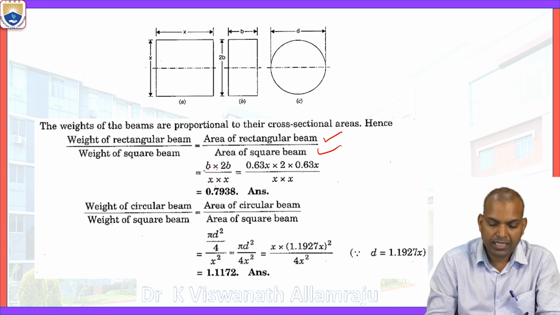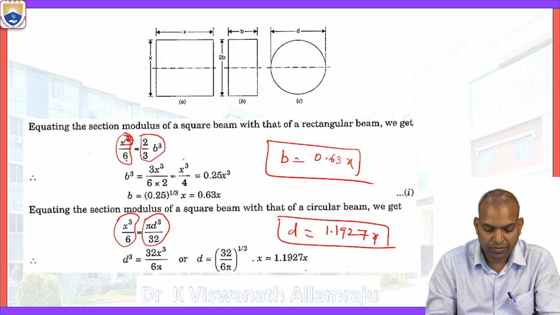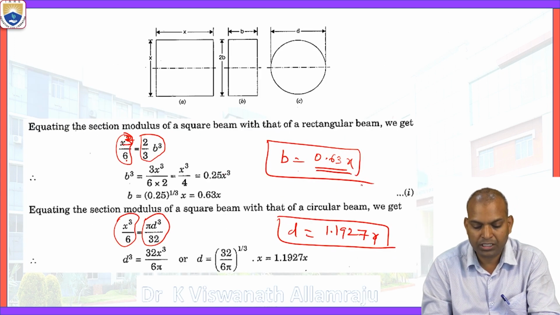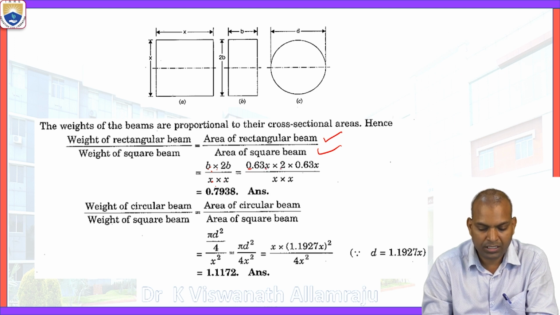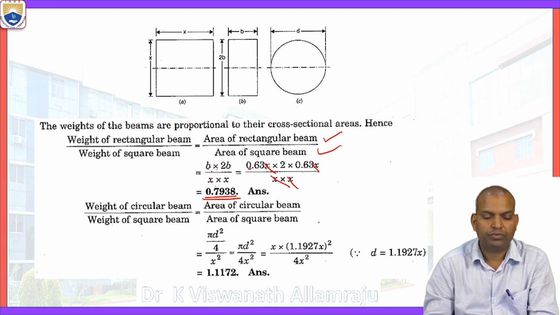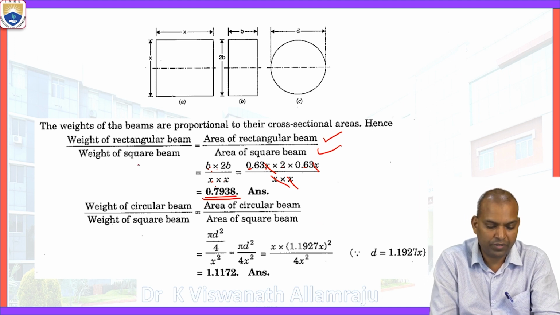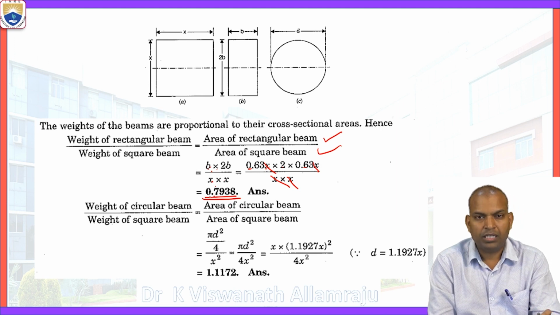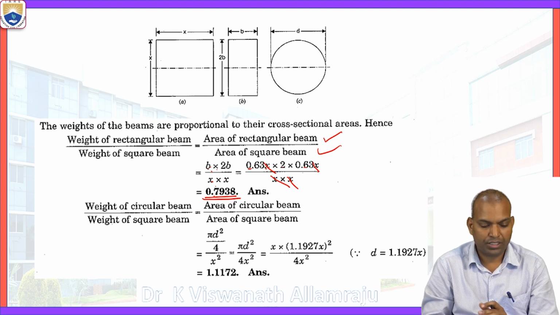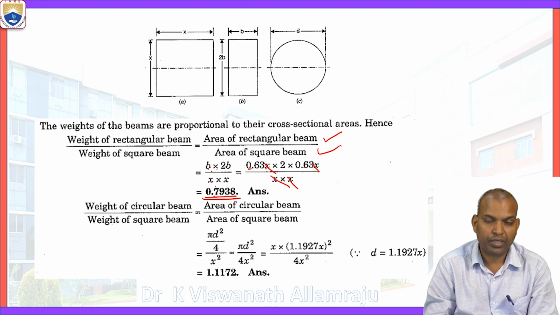We know the B and x value. What is B equal to? Just now we got it: B equal to 0.63 times x. Substitute here in the place of B 0.63 times x, 2 times, and x gets cancelled. That is the weight ratio. The weight of the rectangular beam with the square beam is 0.7938.